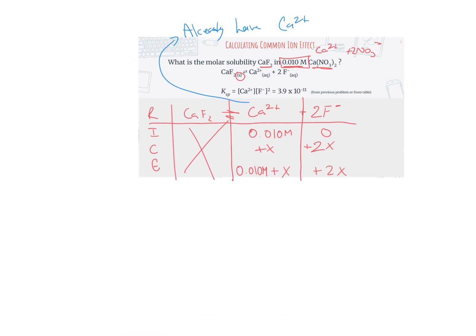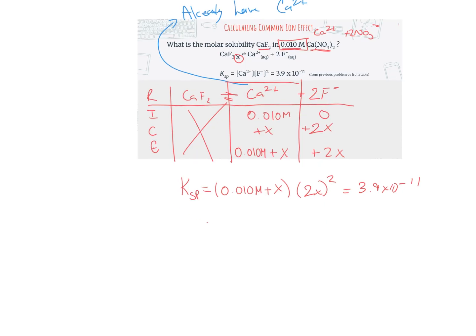And then, of course, we plug it in to our expression here for KSP. KSP is equal to 0.010 molar plus x in the parentheses, times 2x, and that will be squared. Of course, KSP is 3.9 times 10 to the negative 11th. And what you'll notice here immediately is that this problem will work out a little bit different compared to other ones. If we go ahead and factor this out a little bit, we'll see we have 0.010 plus x times 4x squared. That should equal 3.9 times 10 to the minus 11th.